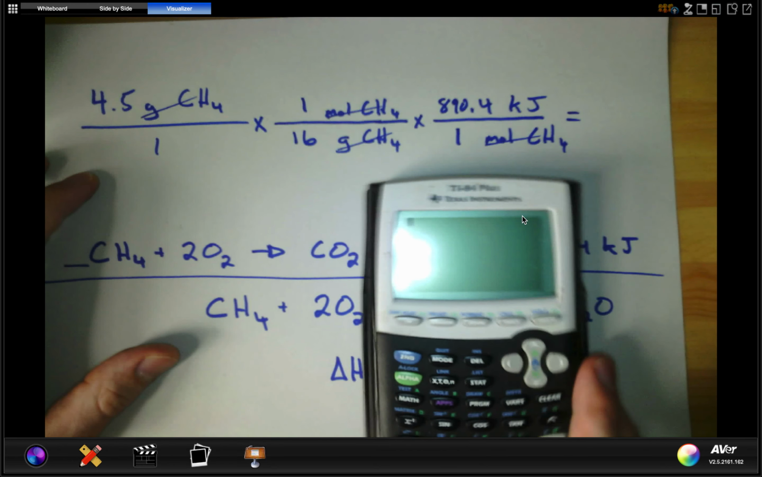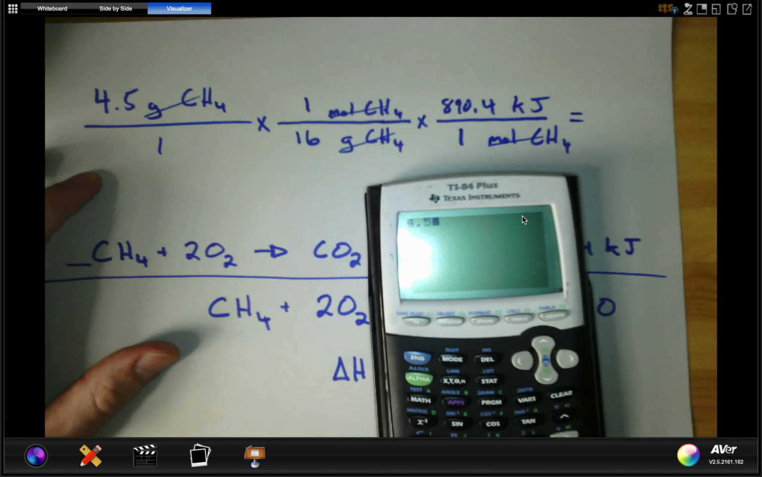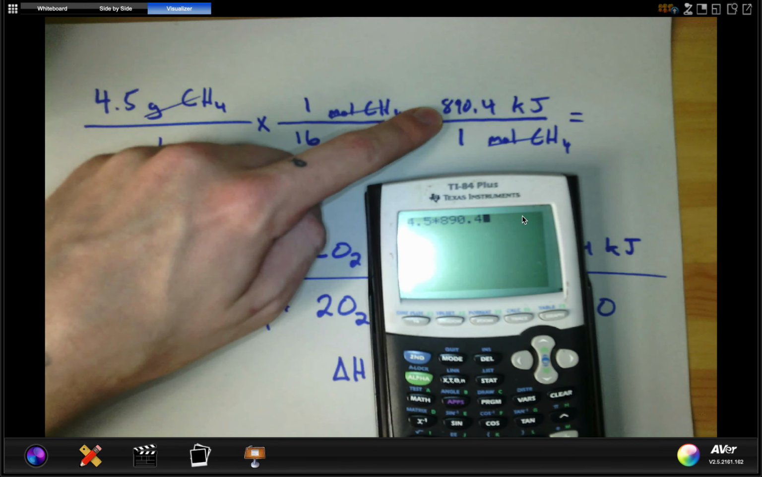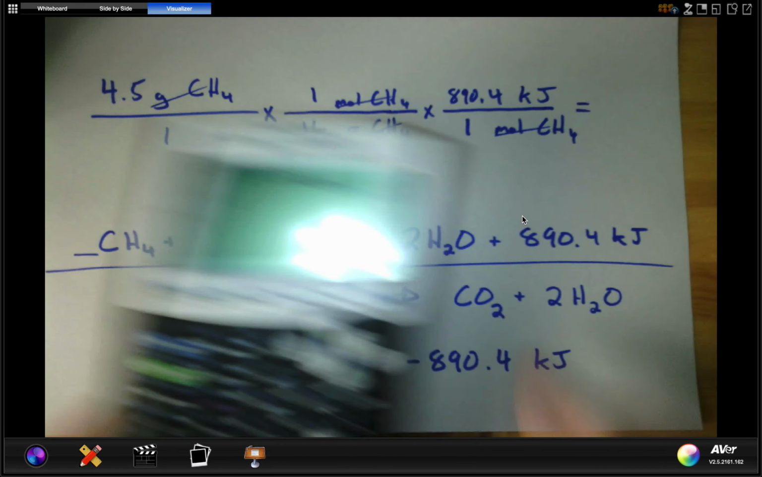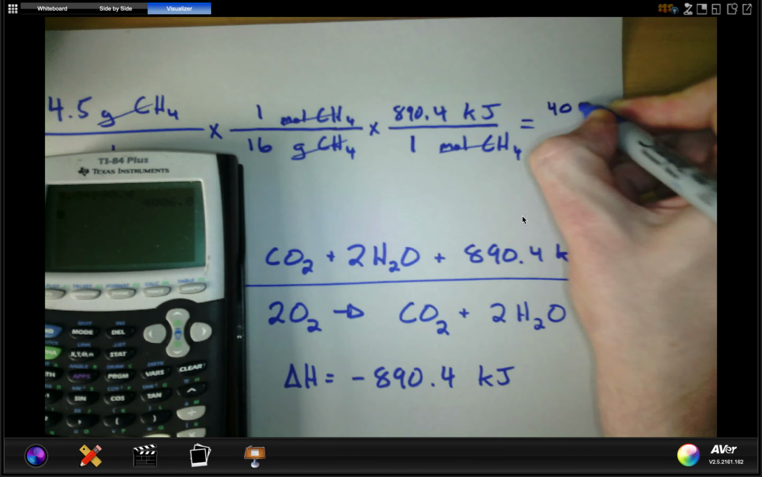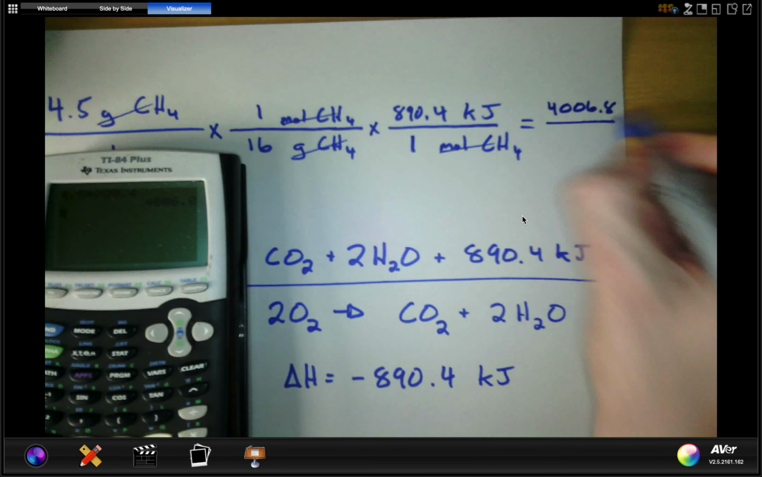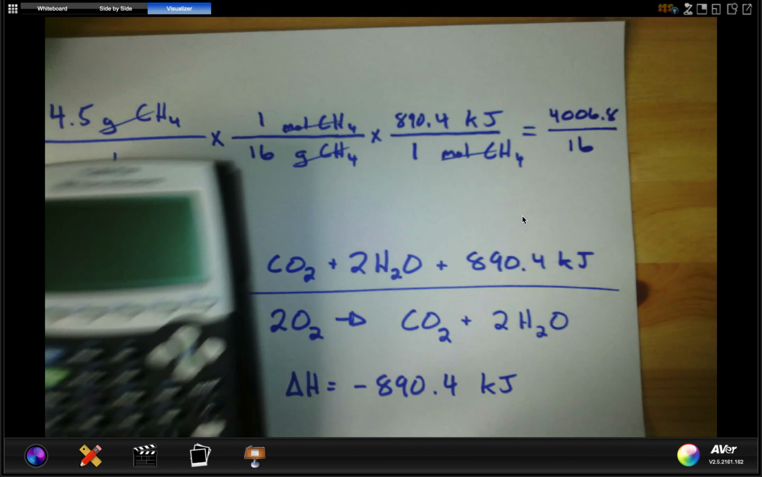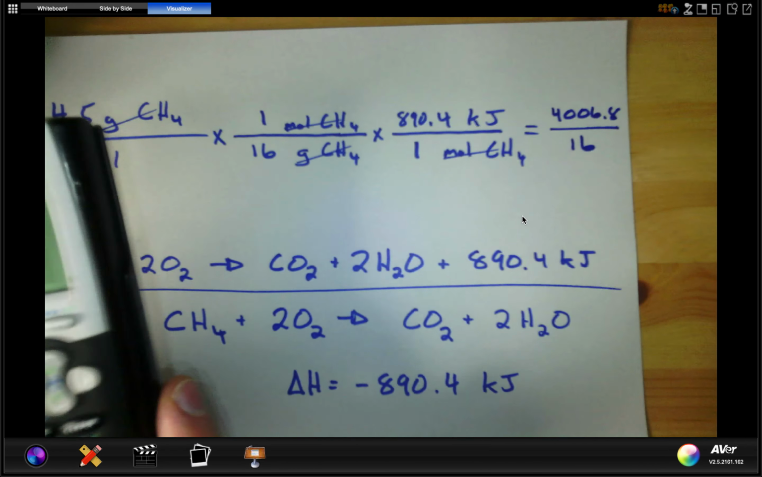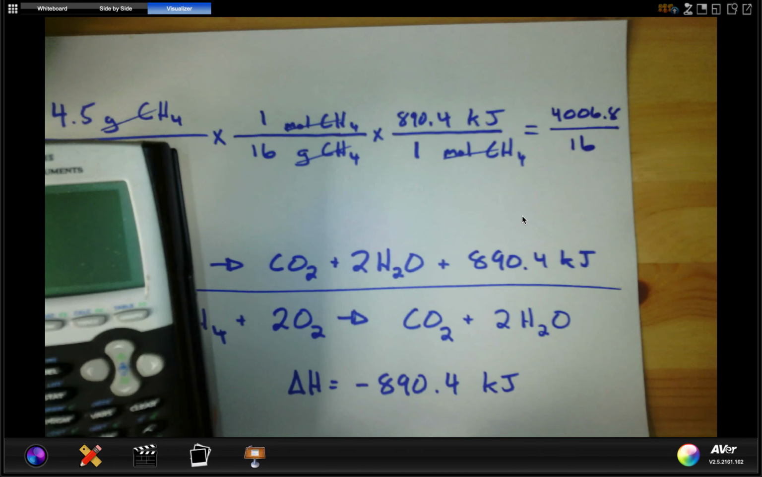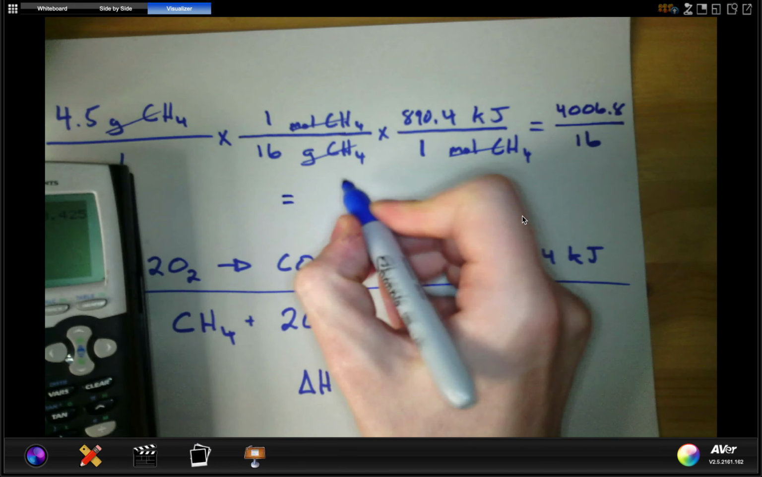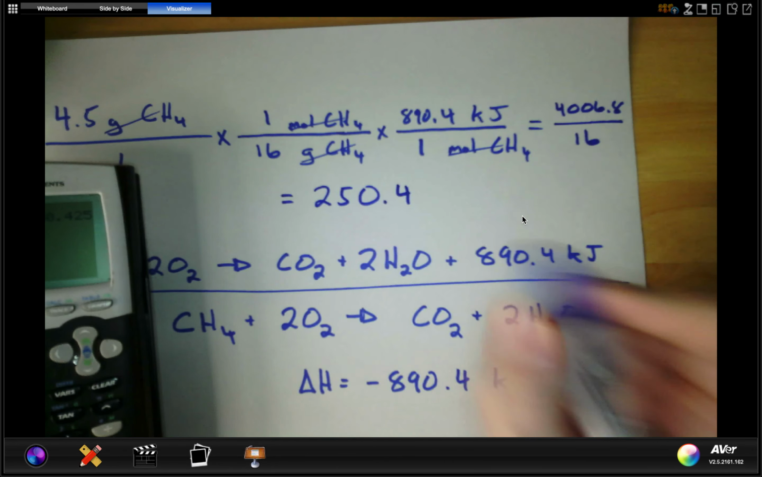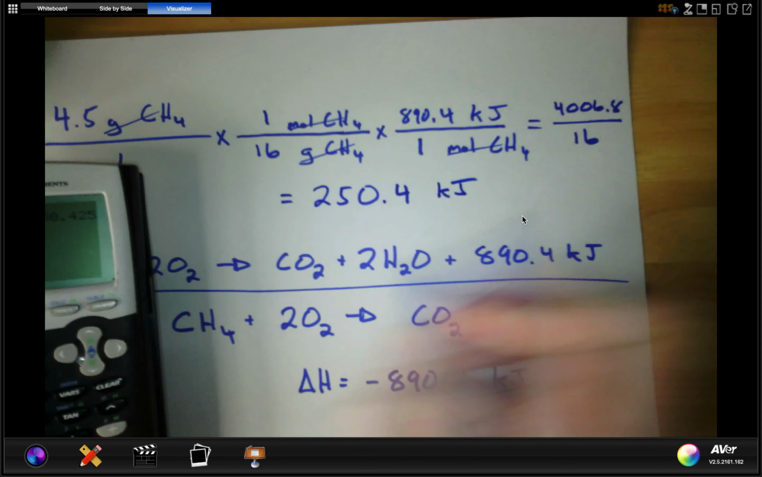I'm going to do the top first. So 4.5 times 1, so I don't do anything, times 890.4. That gets me 4006.8. I'm going to write that over here, 4006.8. And then across the bottom, that one's easy. 1 times 16 times 1, that's just 16. So I do 4006.8 divided by 16, and that gets me 250, and we'll call that 0.4. We'll do 1 decimal kilojoules. So here's my answer.